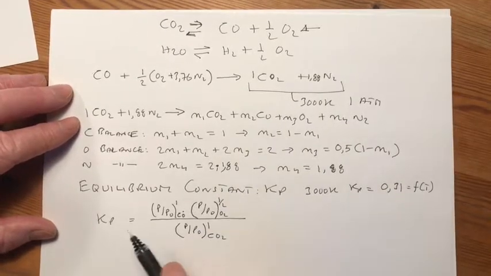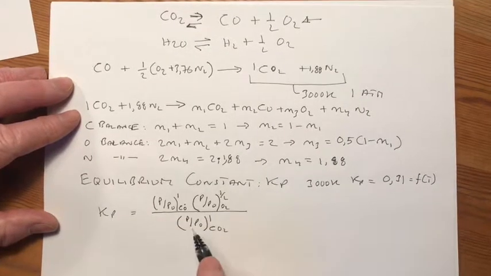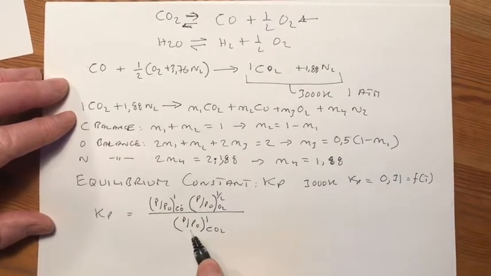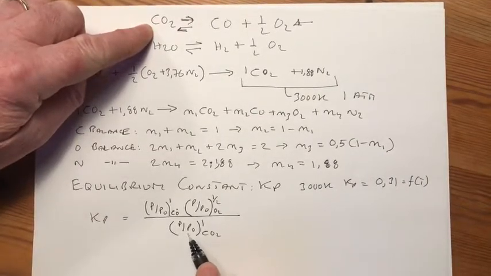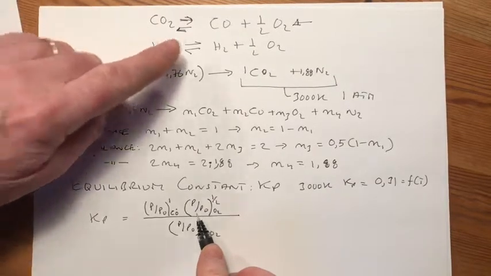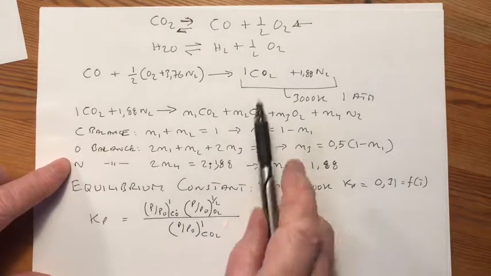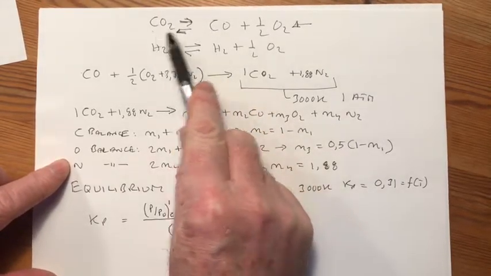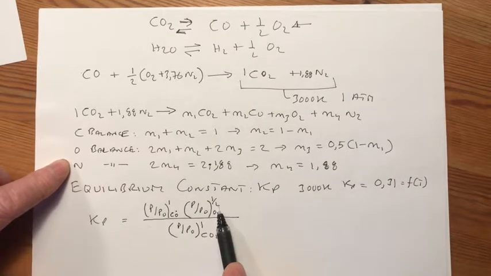Now I'm not going to show the derivation of Kp, but in simple terms, with Kp you always have the reactants underneath the line and the products above the line, raised to the stoichiometric coefficients. The stoichiometric coefficient here is 1, this is 1, and this is a half. So this is the reason why we have a half up there.